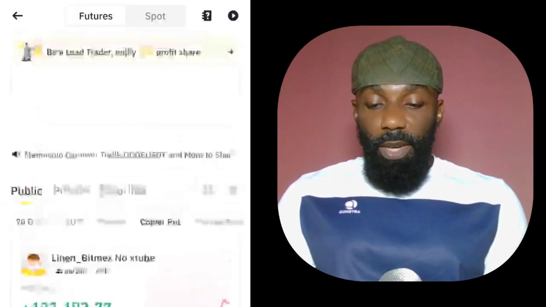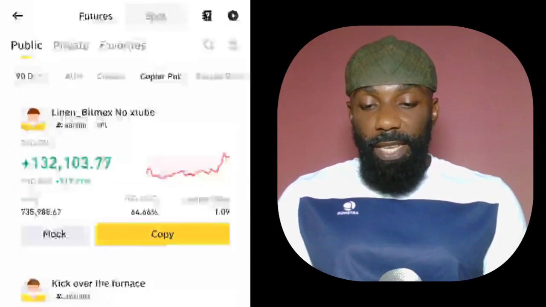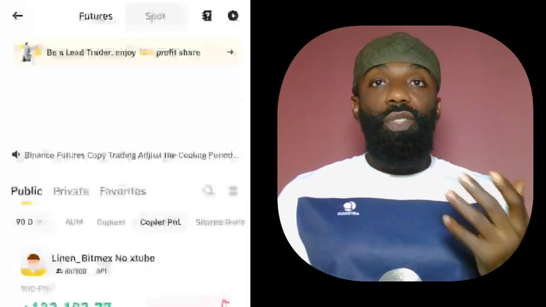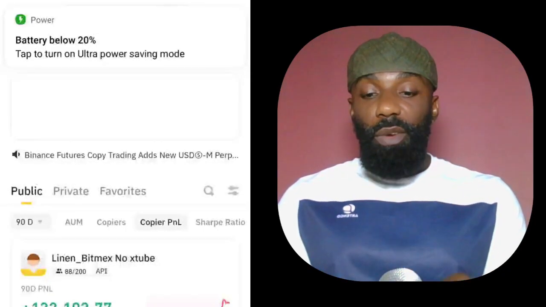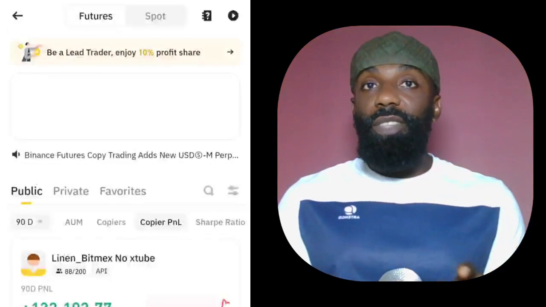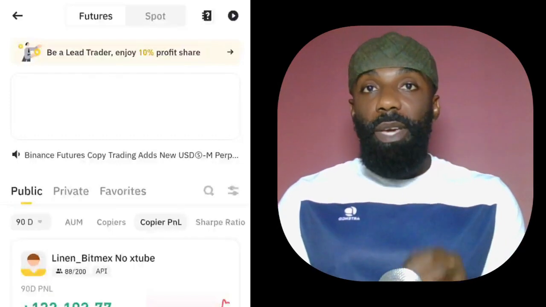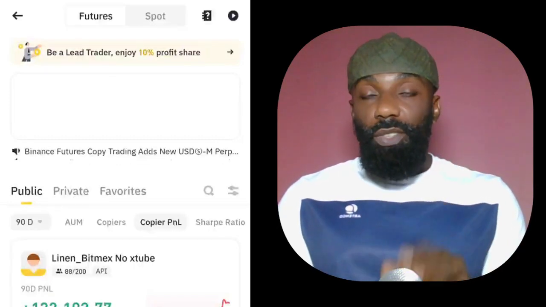Here you can see different traders that are offering copy trading services. Now you can do this if you know how to trade, but we're not going into that video today. Today is to show you how you can make money copying other professional traders on Binance.